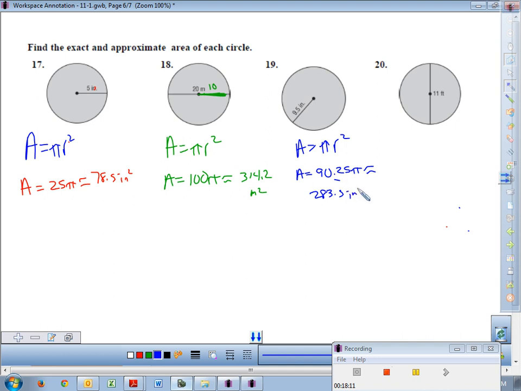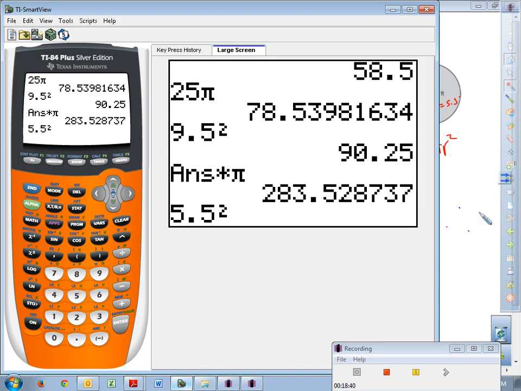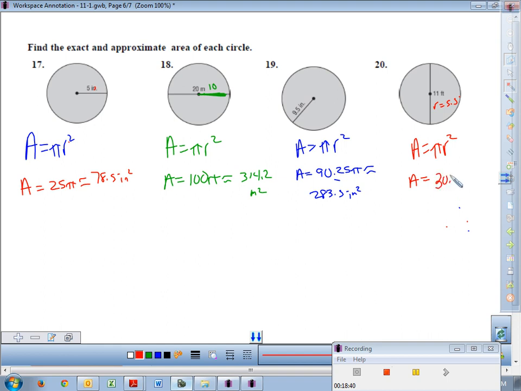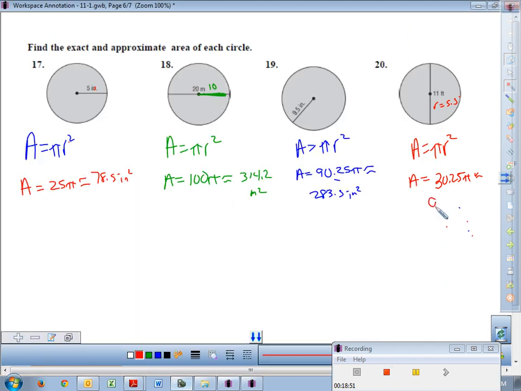inches squared. And then finally here, the radius on this one, if the diameter is 11, the radius is 5.5. And we will punch that in once we write all this cool stuff down. We're going to square 5.5 and get 30.25. Stick a pi with it. Then take that times pi. And that is approximately 95.0 feet squared.